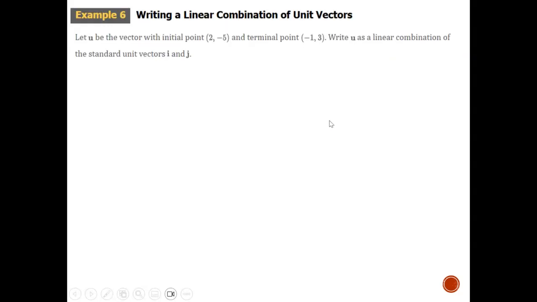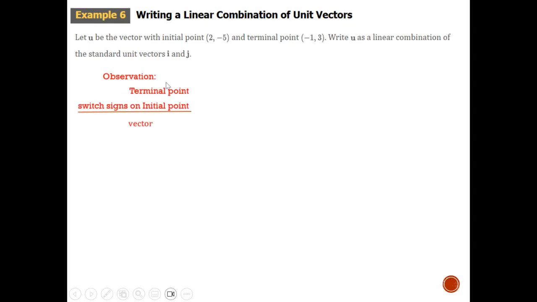Okay, now writing a linear combination of unit vectors. So again, here, guys, they're going to give you 2 points. This is my initial point, which is 2, negative 5, and my terminal point is negative 1, 3. They want you to name this vector as vector u. They want you to write it as a linear combination of the standard unit vectors i and j.